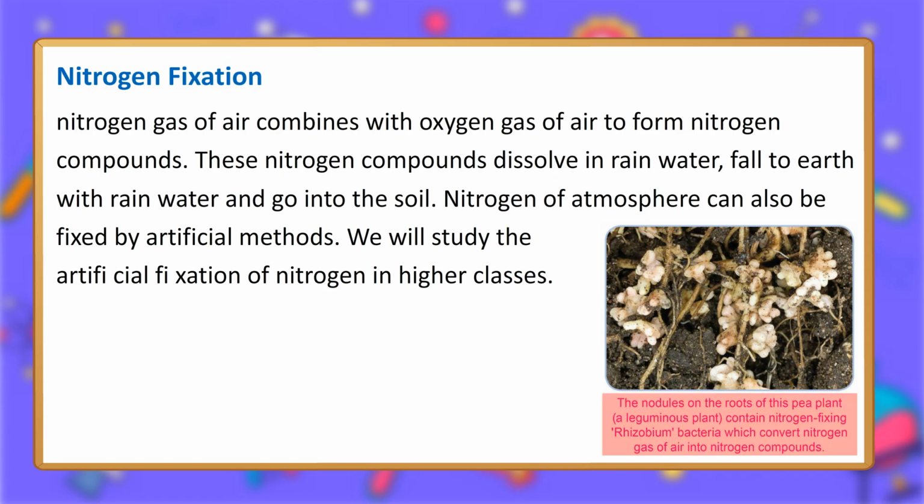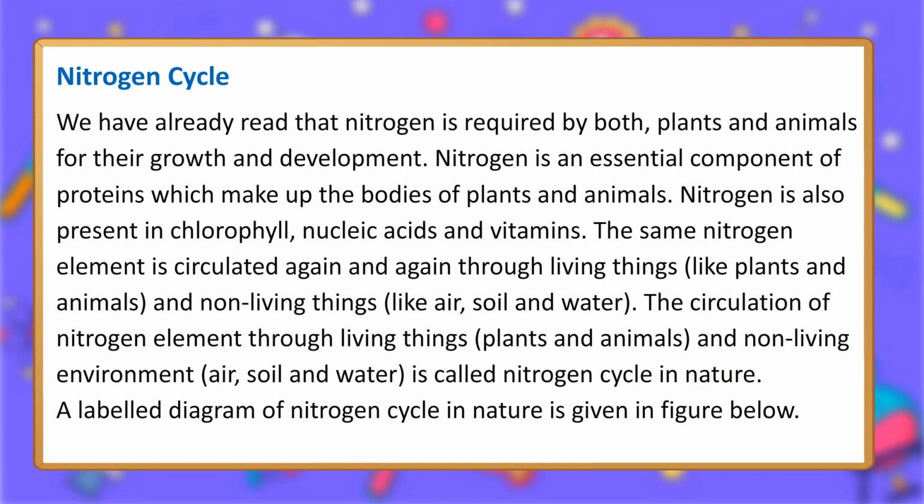The nodules on the roots of this pea plant, a leguminous plant, contain nitrogen-fixing rhizobium bacteria which convert nitrogen gas of air into nitrogen compounds. Nitrogen cycle. We have already read that nitrogen is required by both plants and animals for their growth and development. Nitrogen is an essential component of proteins which make up the bodies of plants and animals. Nitrogen is also present in chlorophyll, nucleic acids and vitamins.